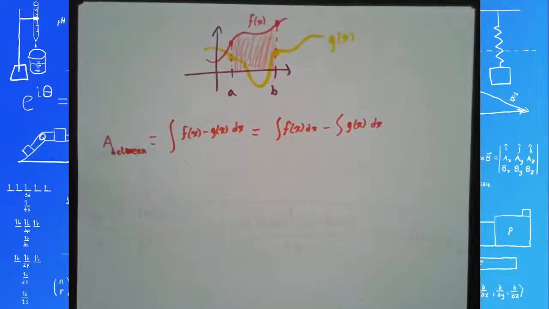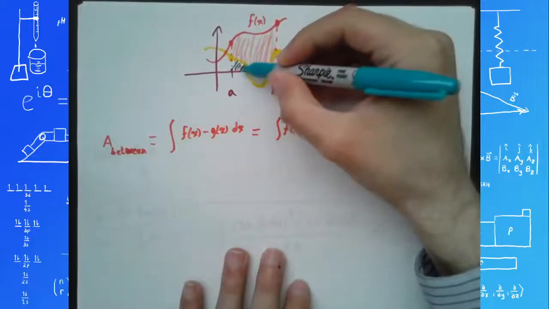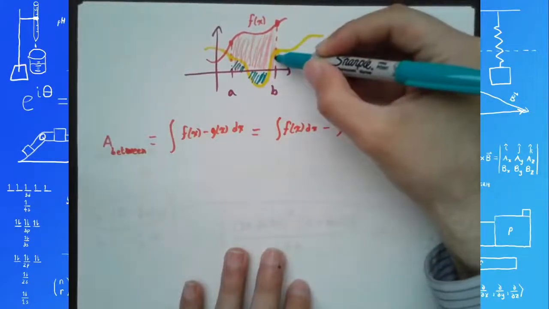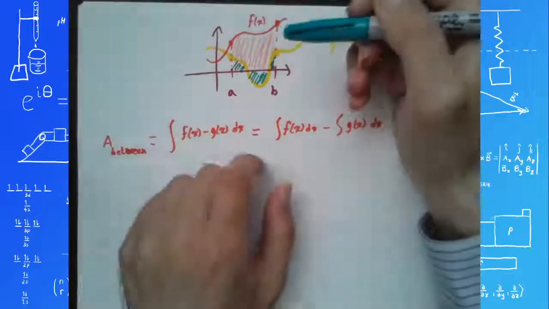Okay, and the area between g of x and the x-axis is this stuff in green over here and over here and in here. So if I do integral of f of x minus integral of g of x, why does that give me the area between the curves? Let me go ahead and look at this piece by piece.